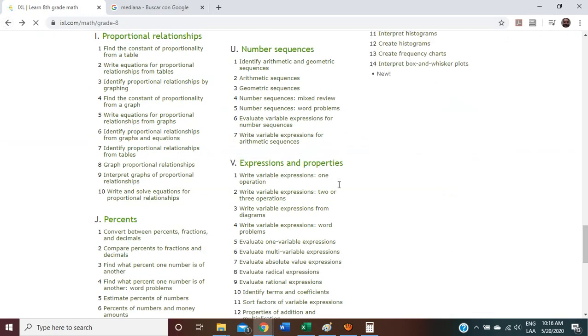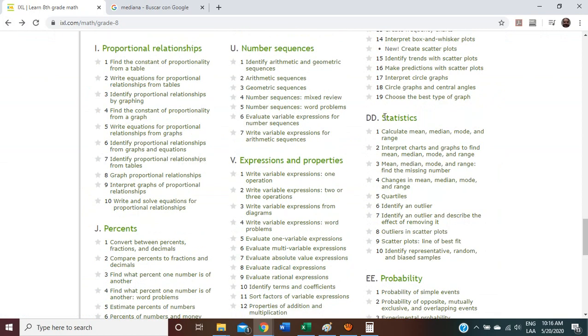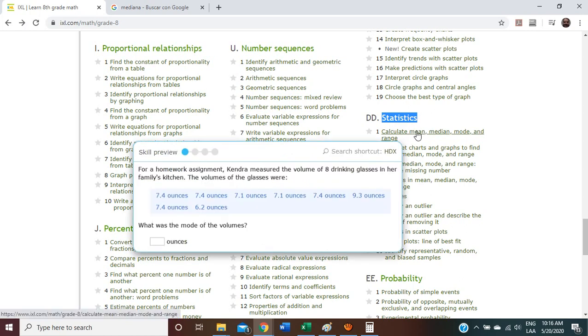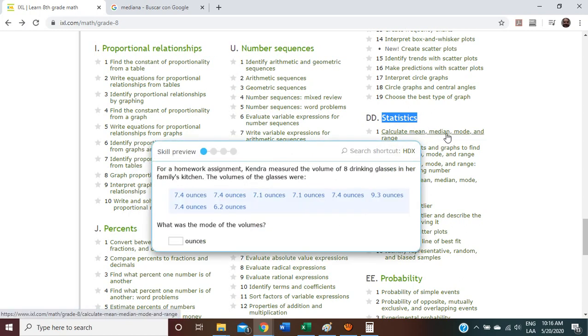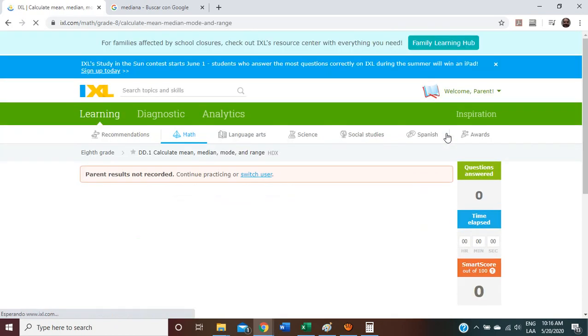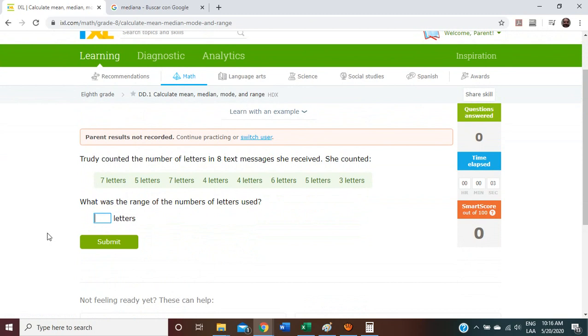Well, we are going to go to the statistics section, and we're going to start with the first activity: calculate mean, median, mode, and range. Okay, this is easier than it looks. We're going to calculate four things.